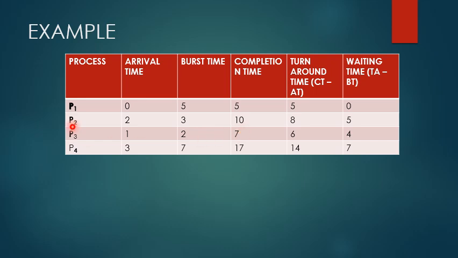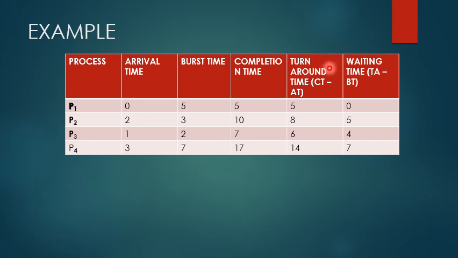Now similarly, P2 comes at the 2nd millisecond, waits for its chance, and P3 completes only at the 7th millisecond. So P2 starts to execute after the 7th millisecond. So the completion time for P2 is 7 plus the burst time, which is 3, which is equal to 10. Likewise, sum up for P4. Take the preceding process completion time and the burst time of the current process, which is P4. So we get 17 as the completion time of P4.